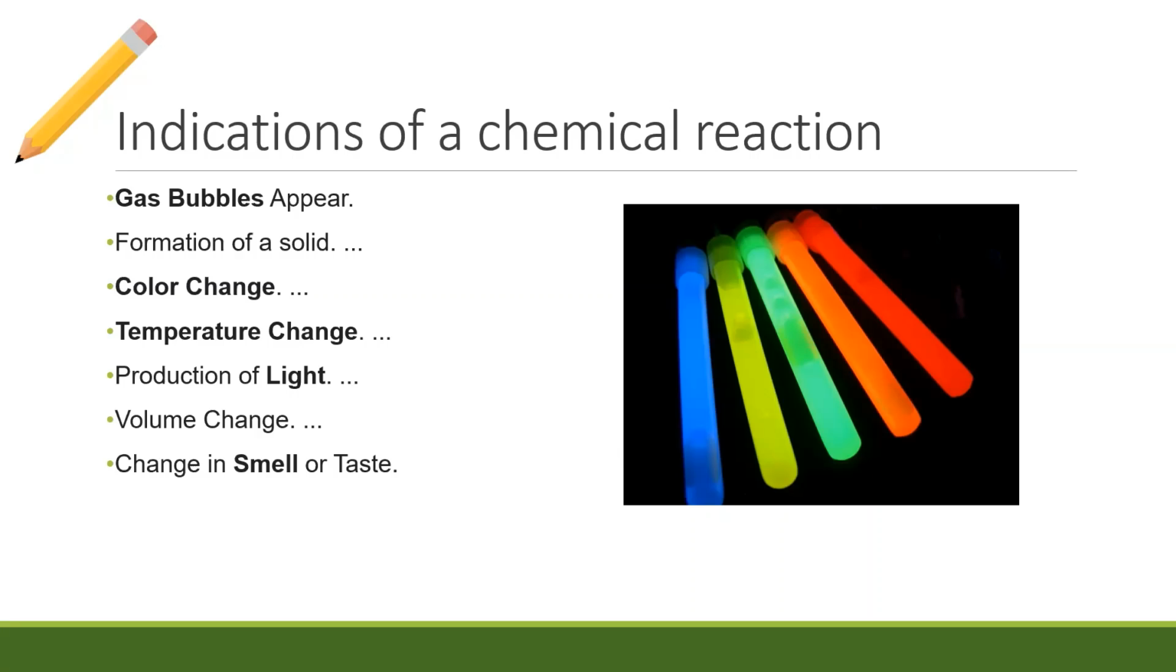Other ways you can tell color change, you could have 2 solutions that are colorless go to make something pink. You could have something when you burn it, it goes from a wood color to black. Well, that's obviously a color change, so that means a chemical reaction. Color change is a quick and easy way to tell that a chemical reaction is happening.